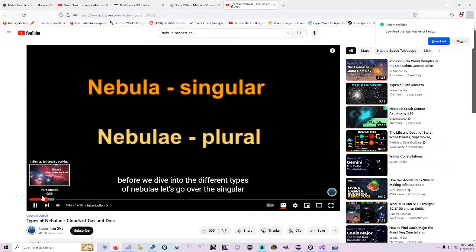Now, before we dive into different types of nebulae, I just see this guy in space. There are singular and plural versions of this word, so just so there's no confusion. When we talk about a nebula, that's when we're looking at one specific nebula. So that's a singular version of this word. Nebulae means that it is plural, so more than one nebula, we say nebulae.